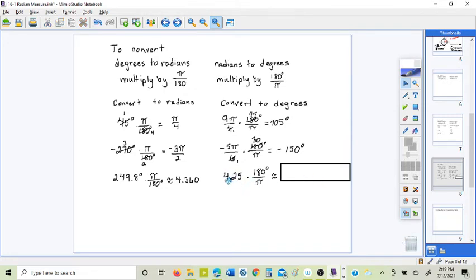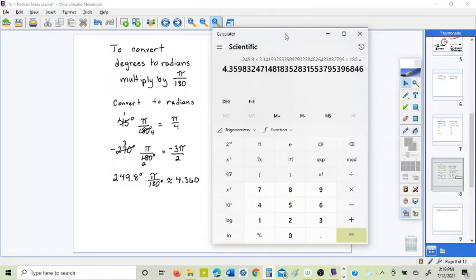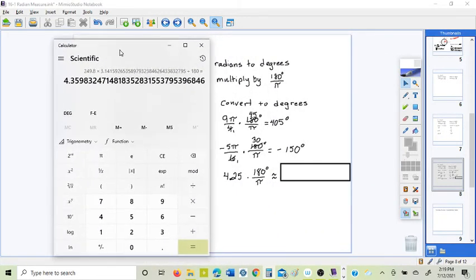And then 4.25, this is a decimal problem, so we could do a couple of different things here. We could do our calculator version of this, and 4.25 times 180 divided by pi. So we get about 243.5.